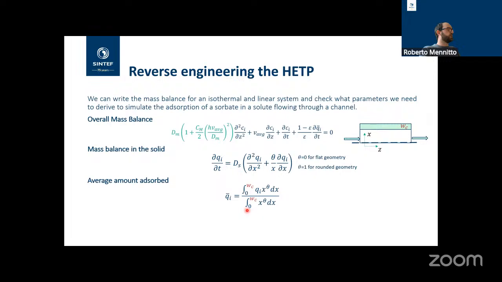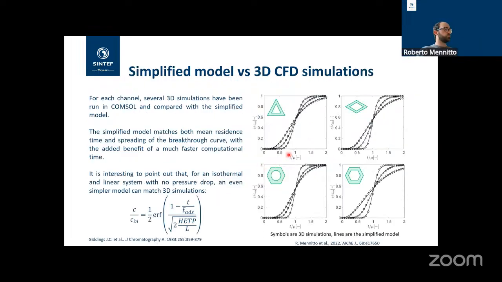So we now have the axial dispersion, we have the corrected thickness. Now we can check if this model, which we can code in MATLAB, Python, Fortran, whatever language we like, matches experiments or 3D simulations. This is the work that we presented in 2022. What we did was to run 3D simulations of different channels. You can see the dots in these plots are 3D simulations. Then we used the model from the previous slide to predict the breakthrough. You can see that the solid line, the simplified model, predicts quite well the 3D simulation.